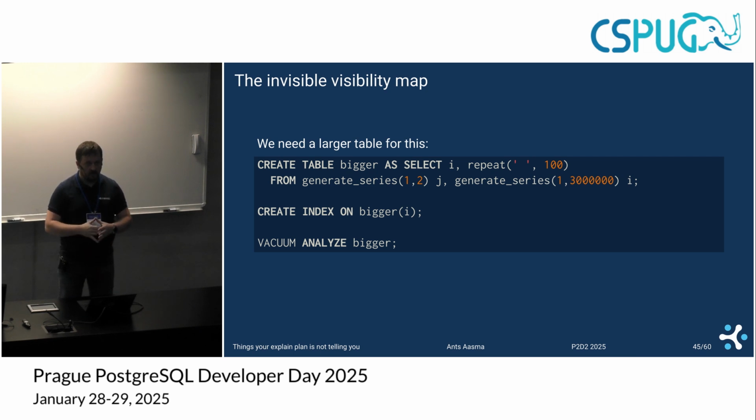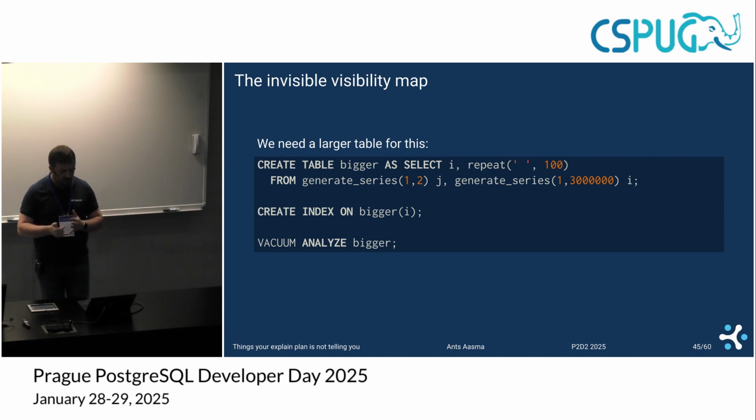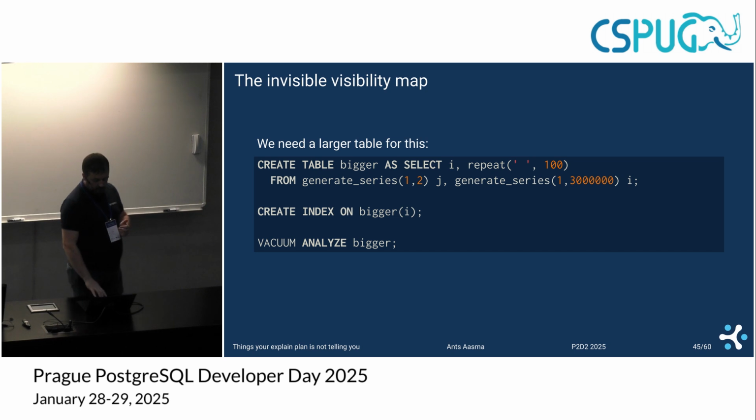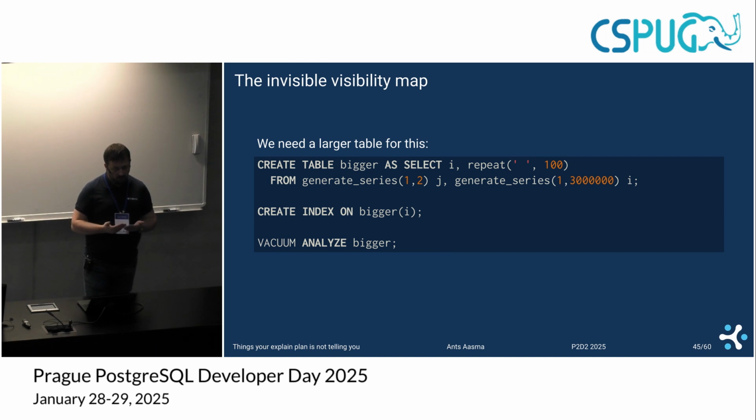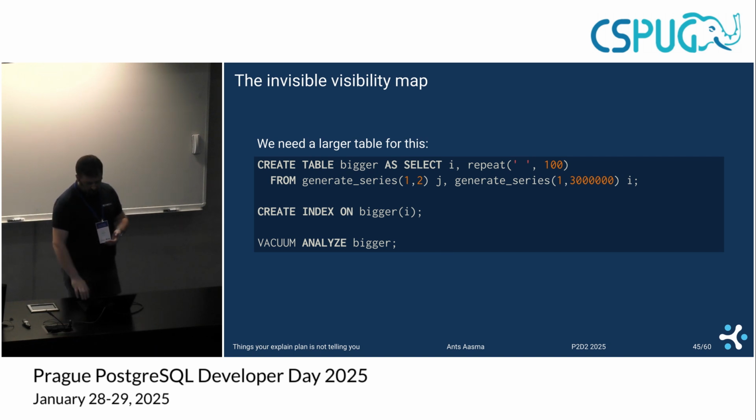And for this one, I need a slightly larger table. I'm going to generate a table that has a filler column of 100 bytes, and we add 6 million rows of it. So that would be basically about 600 megs of table. We create an index on the number column here, and we vacuum analyze this table, so we then are able to use index-only scans on it, which requires pages to be set all visible.